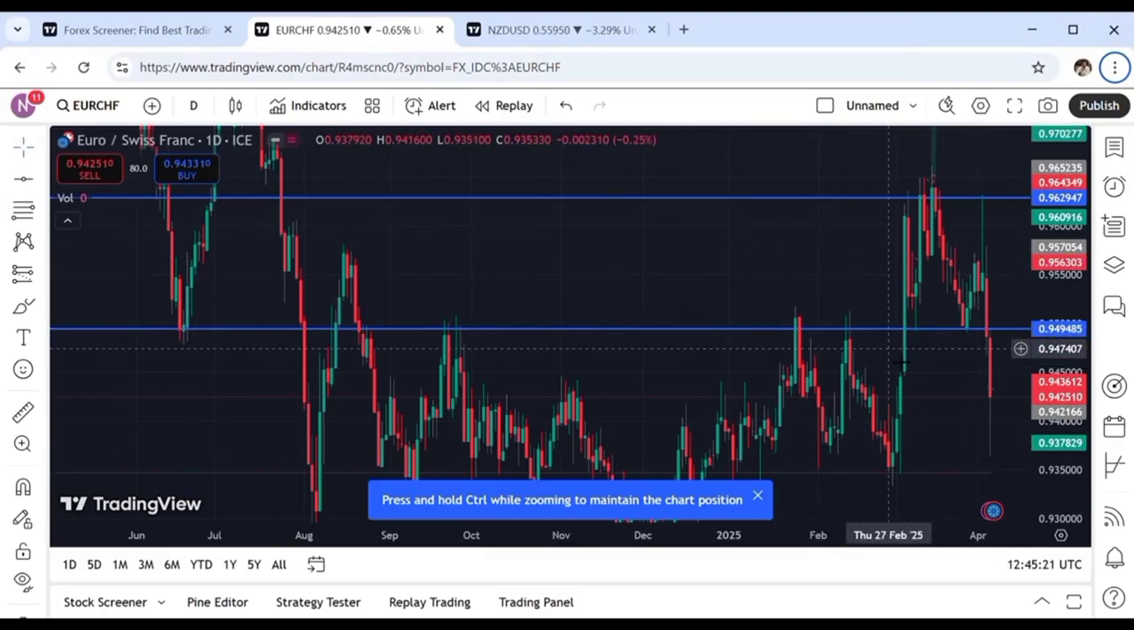So I want to show you guys the trade that I took last week, and how I entered into this trade and what I was seeing before I entered into this trade. So this is the Euro Swiss franc and we're on the daily time frame.